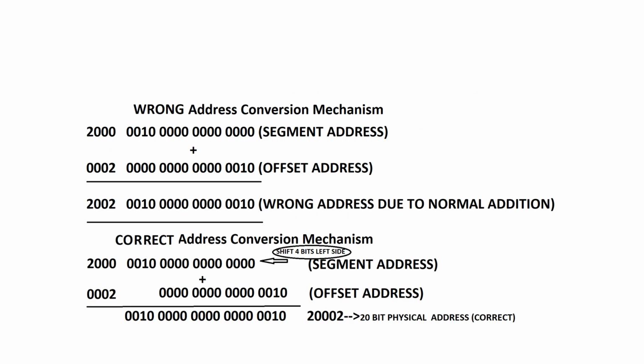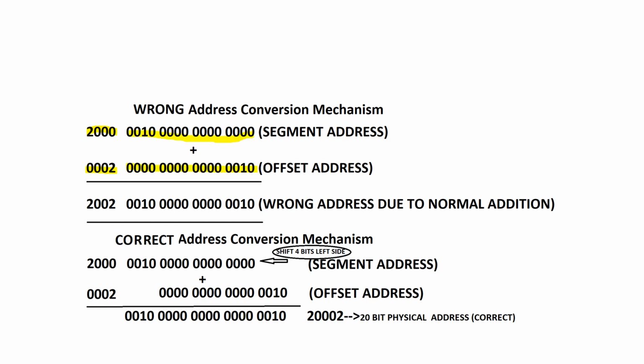Already I told you that for getting a 20-bit address, a conversion mechanism is there in the architecture. First, we will see how the 20-bit address is obtained from 16-bit registers. Let us take two 16-bit addresses, which are called the segment address and the offset address. Here I have mentioned 2000, which is nothing but a 16-bit address, and similarly 0002 is another 16-bit address.